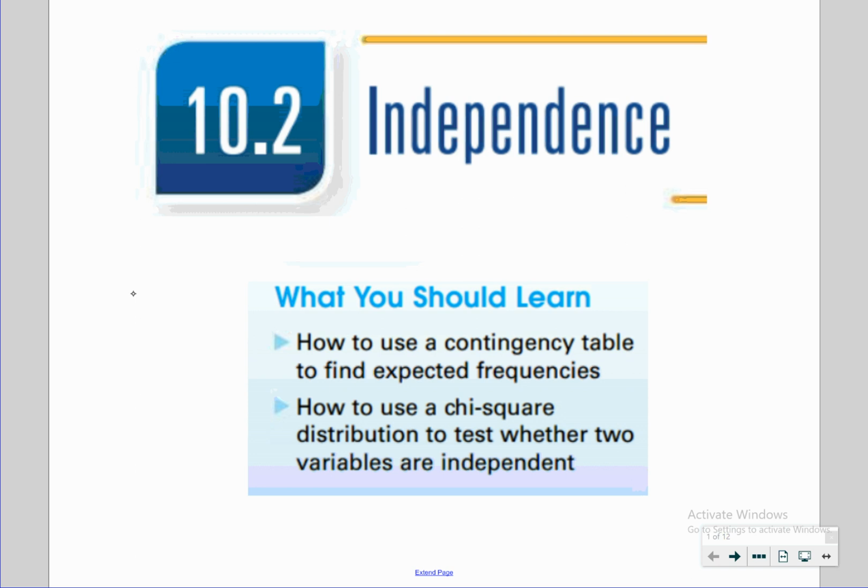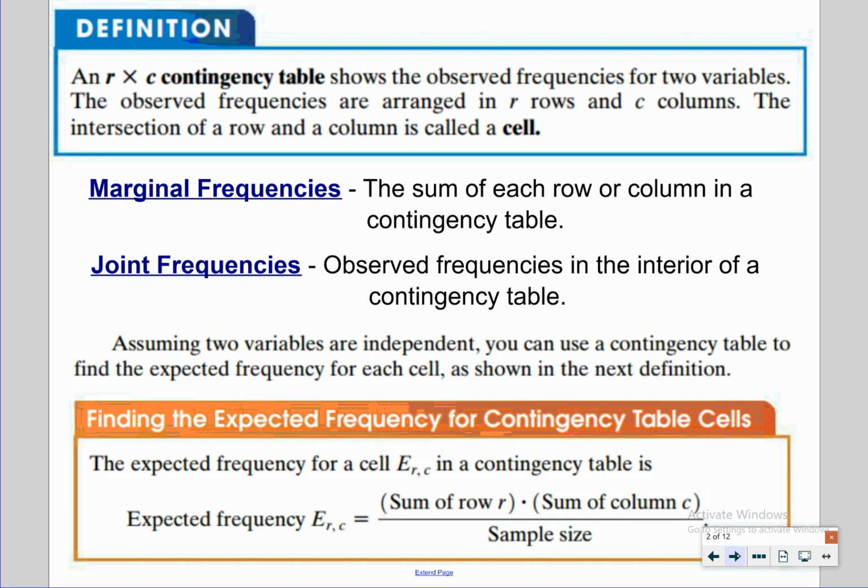All right, last but not least, a little bit of stats. Still chi-square distribution, so we're not going to get super in-depth with any of this because a lot of it we covered in 10.1 already. We're just going to talk about a couple slight differences that are going to be in the test that you're going to be doing today.